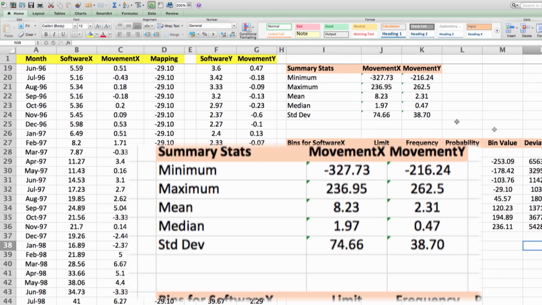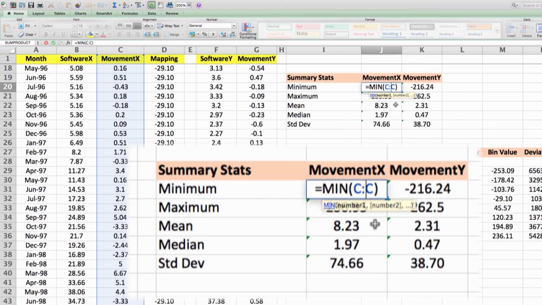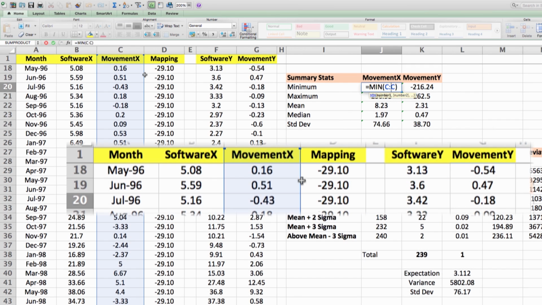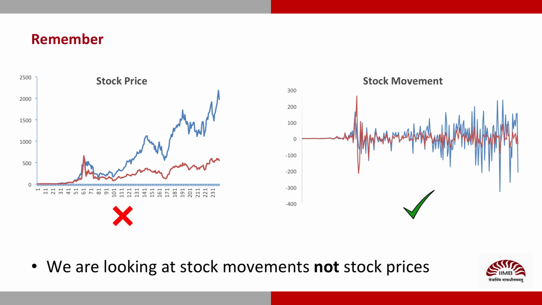Now, having constructed the movements, I'll go ahead and create some summary stats. I've already made a list for both of the stocks, but just for our information, this is the minimum of C:(C), which is nothing but the column that contains movement X. When I did my homework, I created summary statistics for both the stocks, Software X and Software Y. Remember, we have time differenced movements. So the ranges that you see are not for the stock prices, but for the stock movements.